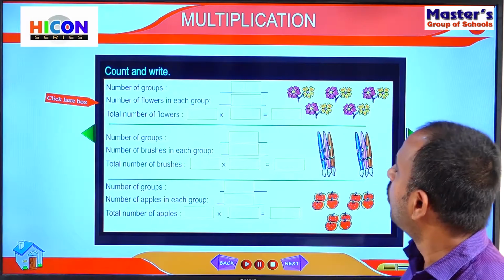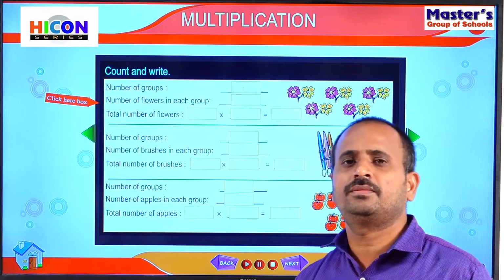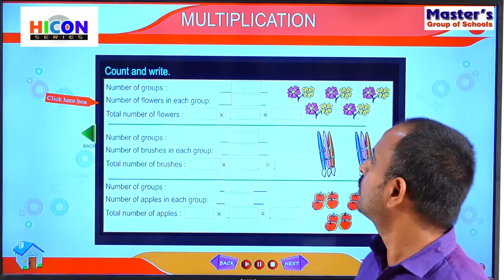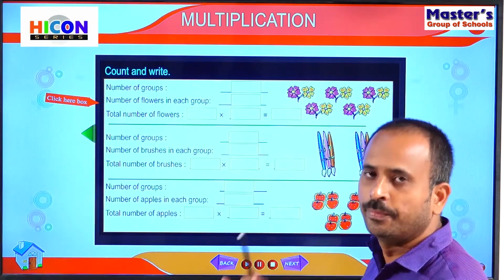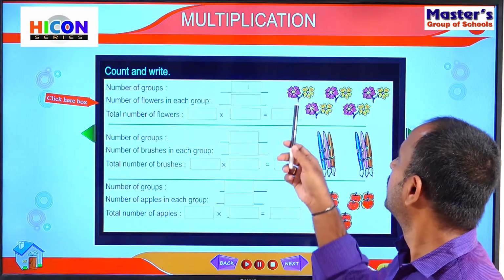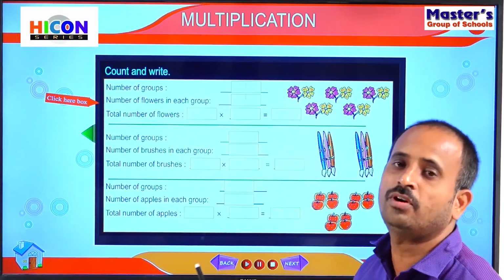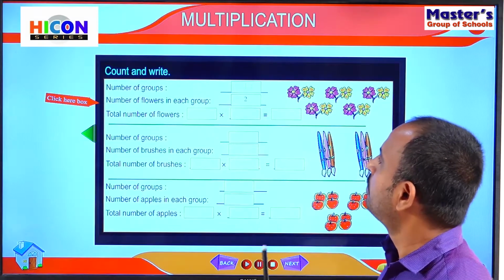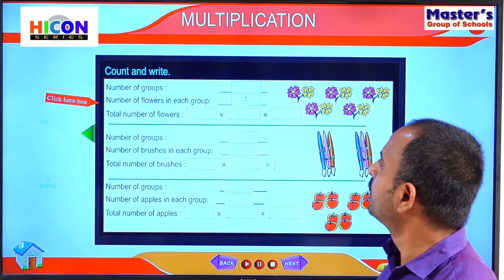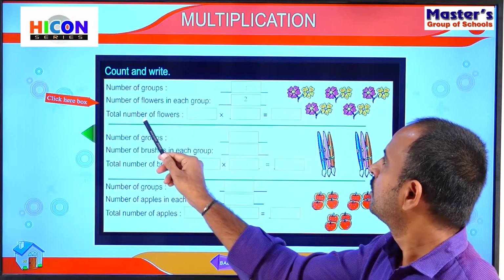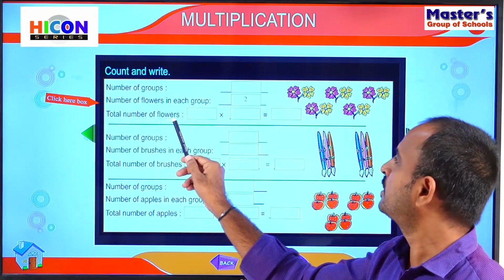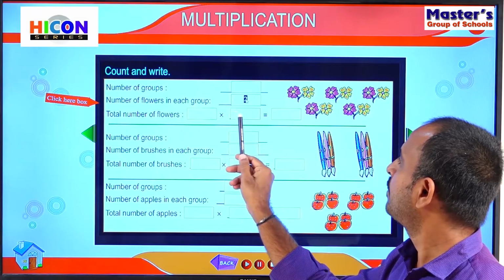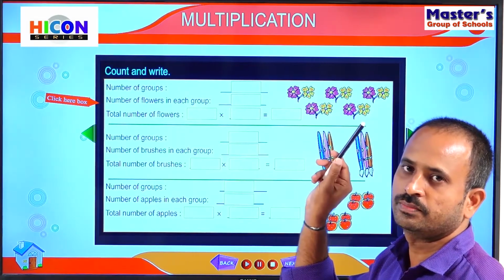So children, how can we get the total number of flowers? We can get the total number of flowers by multiplication. Here each group has the same number of objects. If each group has the same number of objects, we can multiply. So how can we multiply? Total number of flowers is equal to number of groups into number of objects in each group.